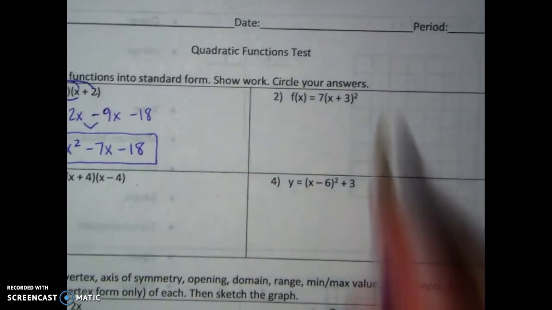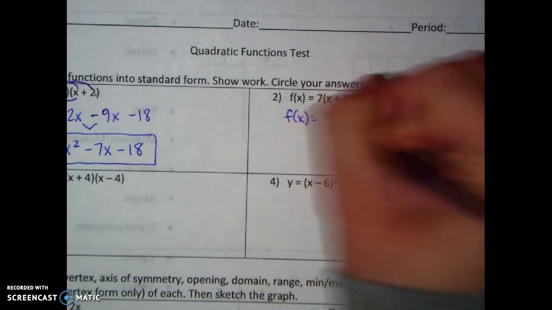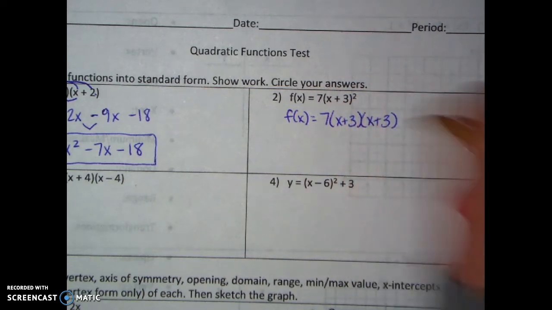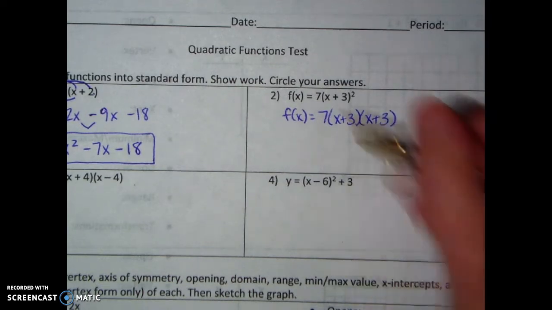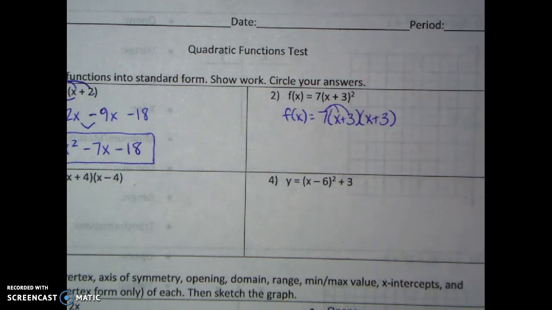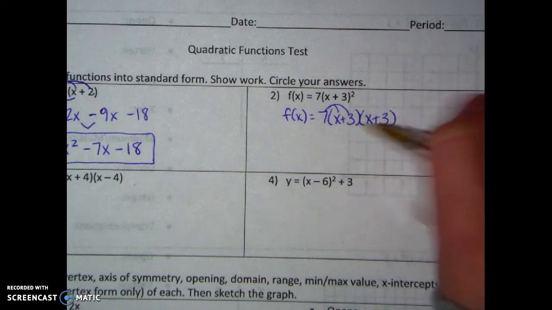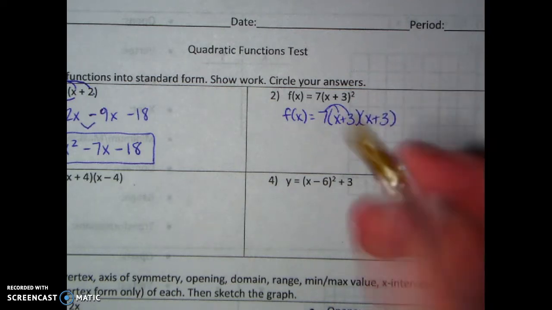Okay, let's look at number 2. So when it's x plus 3 squared, that means it's really two of the x plus 3's. And you could do this a few different ways. Some of you distributed the 7 first to those, and you can do that. Some of you multiplied the x times x, x times 3, 3 times x, 3 times 3, and then multiplied the whole thing by 7. Either way is fine. Since I've already drawn the lines, I'll just go ahead and do it this way.